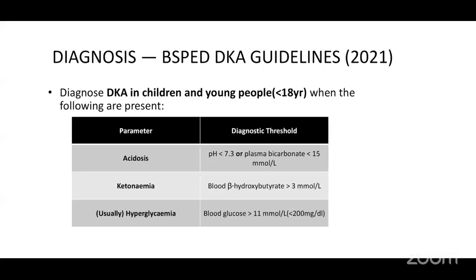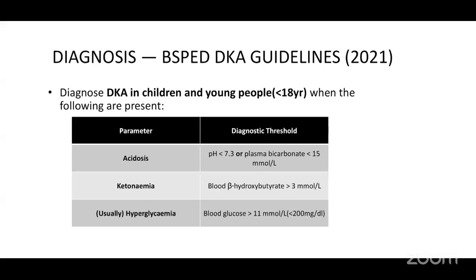When the bedside parameters are checked, not all children presenting with these symptoms are directly categorized as diabetic ketoacidosis. The three main things looked at are acidosis, ketonemia, and hyperglycemia. Usually, not all children present with hyperglycemia; some may be euglycemic also. But a blood ketone level of more than 3 millimole per liter, and acidosis, that is pH less than 7.3 or sodium bicarbonate less than 15. So plasma bicarbonate of less than 15 millimole per liter indicates DKA in a child.